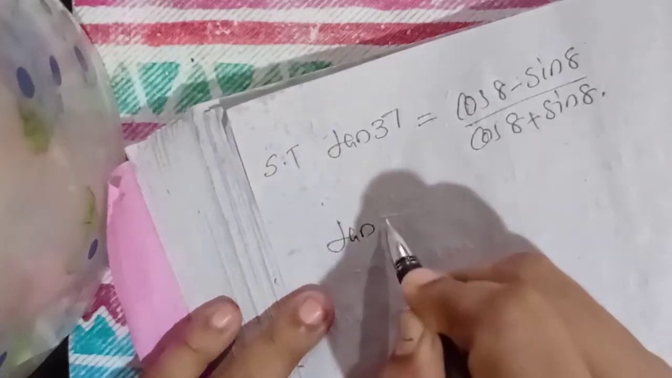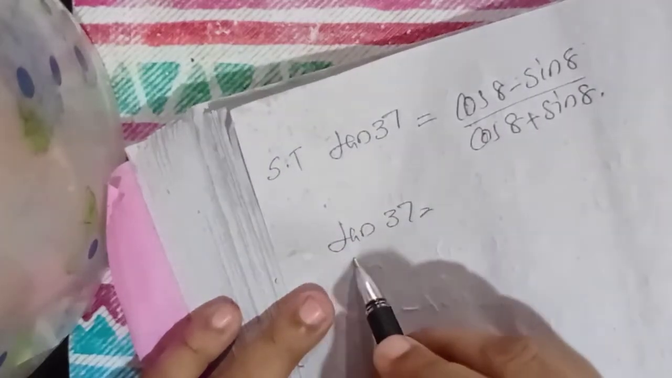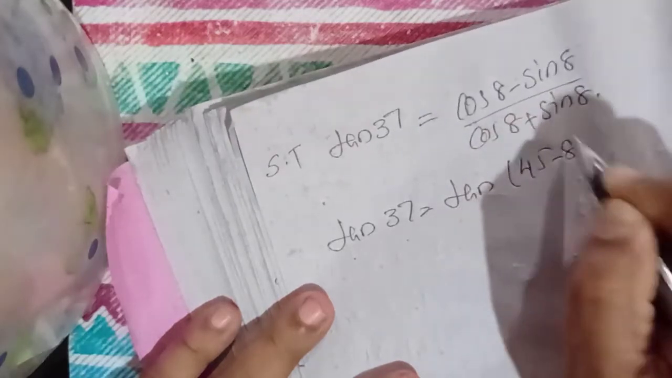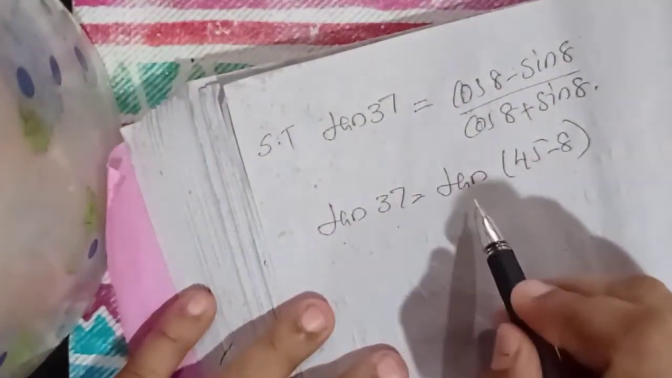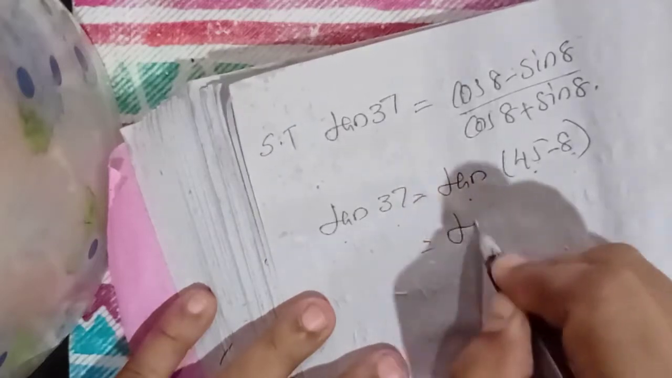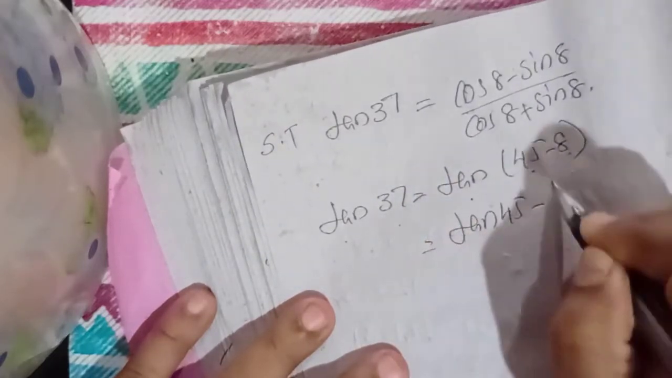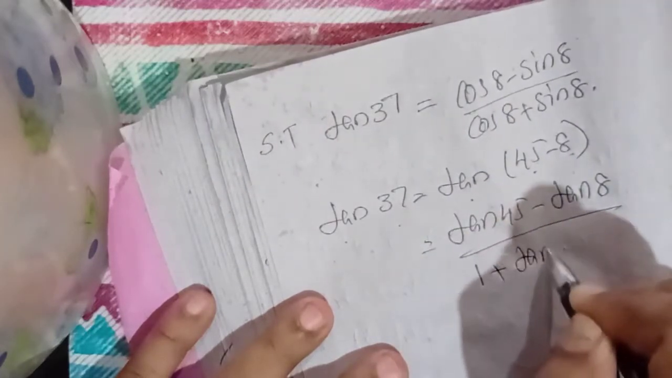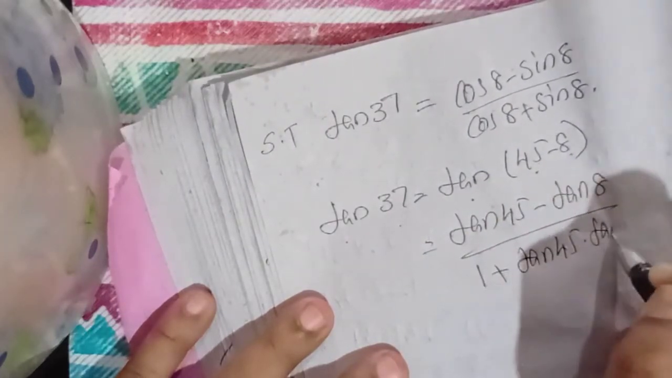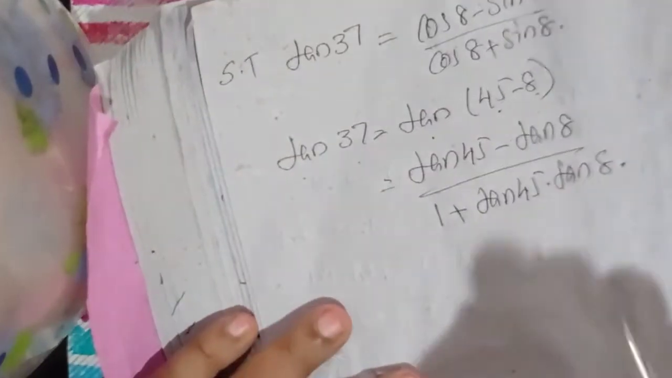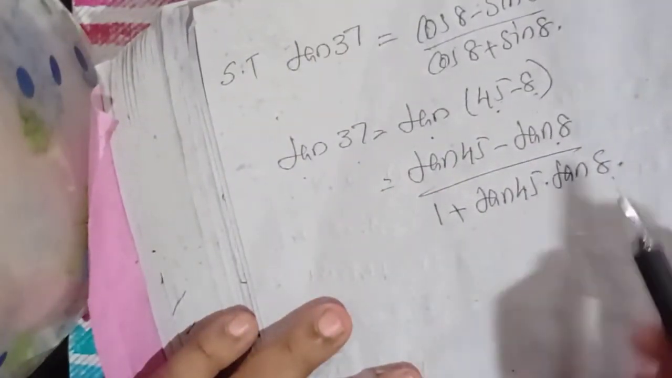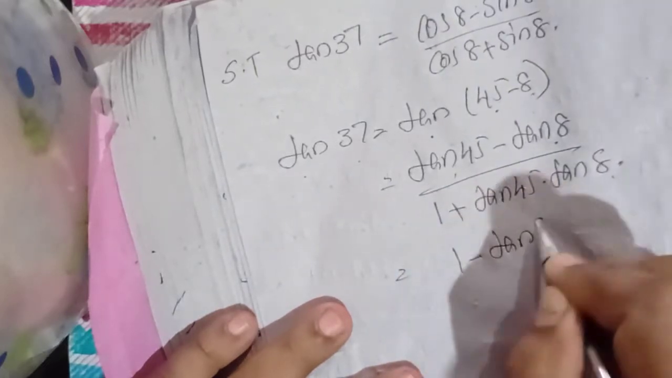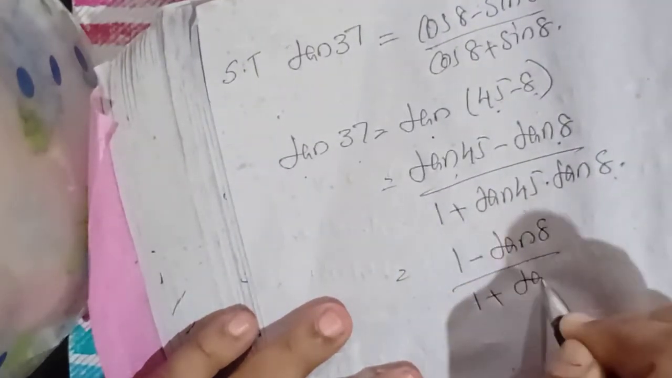Take tan 37, LHS. How can you write tan 37? Tan 37 is tan(45 minus 8), isn't it? What is the tan(A minus B) formula? Tan A minus tan B by 1 plus tan A tan B. So tan 45 minus tan 8 by 1 plus tan 45 tan 8. What is the value of tan 45? 1 minus tan 8 by 1 plus tan 8.